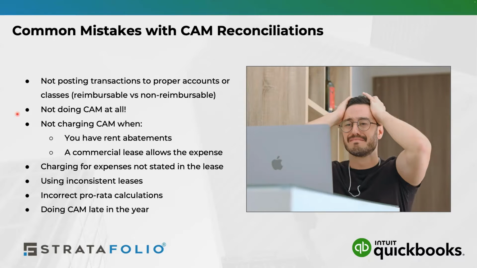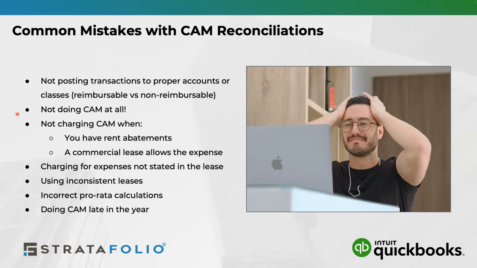Not posting transactions to the proper accounts, meaning that you don't have the separation between reimbursable and non-reimbursable accounts. Not all expenses for a building are allowable. For instance, roofs typically are not covered by a lot of the big corporations.